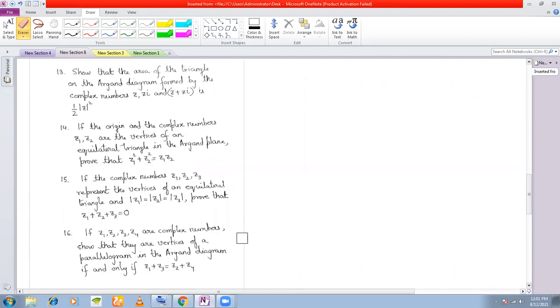Okay, number 14. If the origin and the complex numbers z1 and z2 are the vertices of an equilateral triangle in the Argand plane, prove that. Now this is actually, if you know the polar representation of a complex number, a two-line problem.